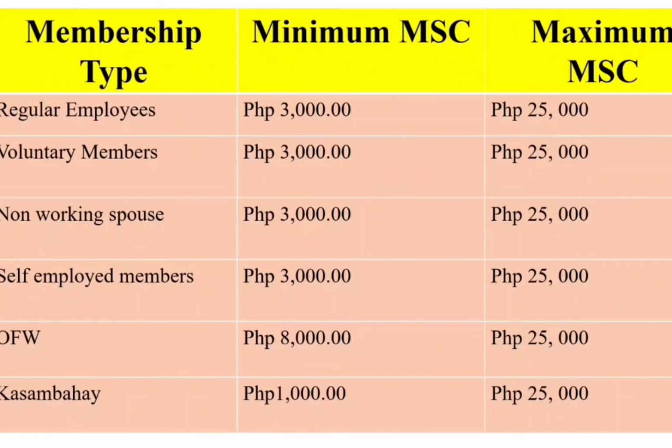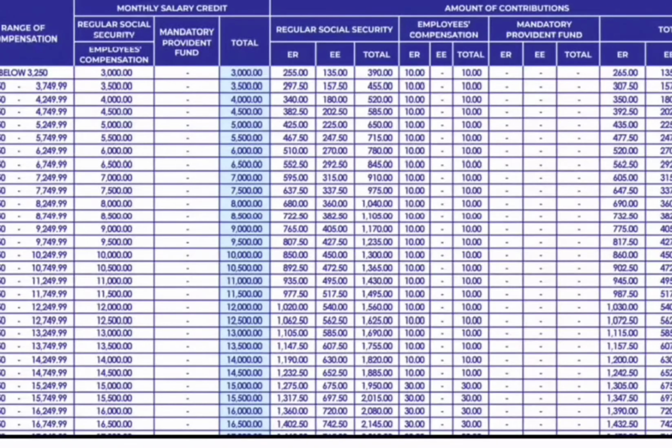So for us to determine our SSS contribution, we should be familiarized on the SSS contribution table. And this table depends on the membership type. So isa-isahin po natin kada membership type on how to compute for the SSS contribution. So this is the SSS contribution table for employer and employees. So of the 13% contribution rate, the employee pays 4.5% and the remaining 8.5% will be shouldered by the employer.